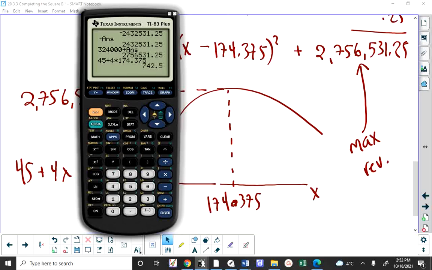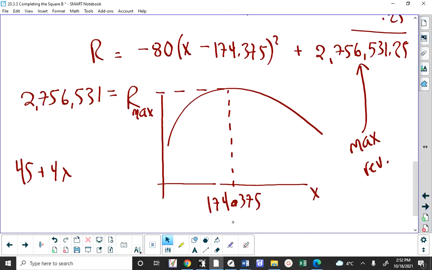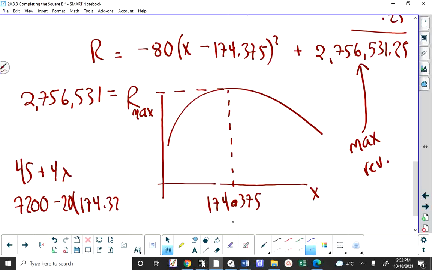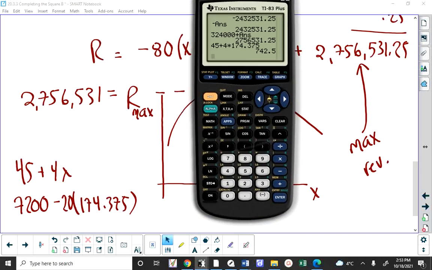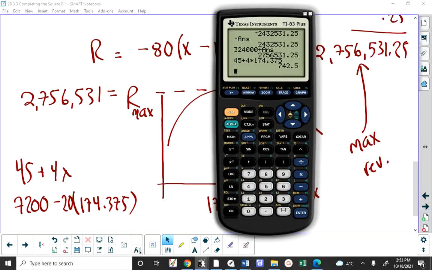That's the price per ticket that you would have to sell if you wanted to maximize your revenue. How many tickets would you sell? You know what I would do? I would just take the maximum revenue divided by this number. Or what you could do is say 7,200 minus 20 times the 174.375. Let's find out how empty the arena is going to be, even though they're going to make lots of money. It'll only be the rich folks that are going to be buying the tickets. Going to turn off a lot of people. 7,200 minus 20 times the 174.375.